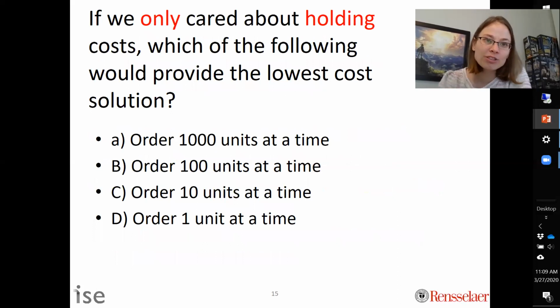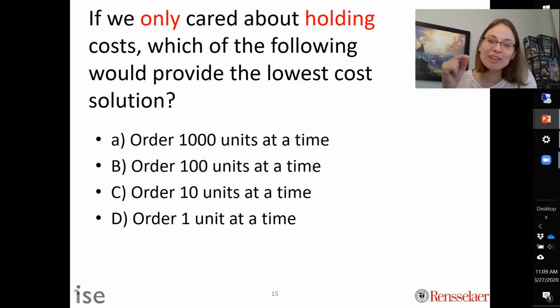All right, so our next question is, if we only care about the holding cost, which of the following would provide the lowest cost solution? So one key thing here is if we're saying only holding costs, what does that mean mathematically? That means we want to minimize the holding cost. So if I wanted to minimize the holding cost, what would I want to do?